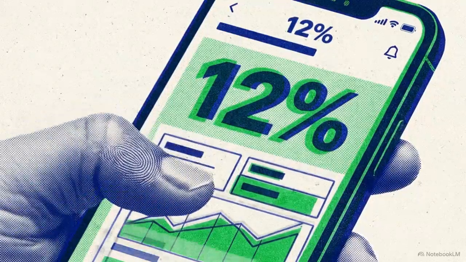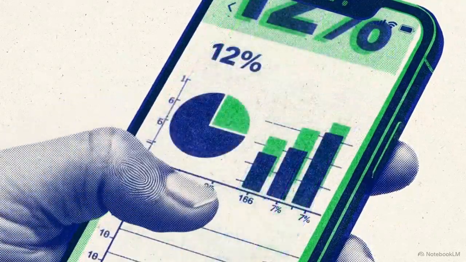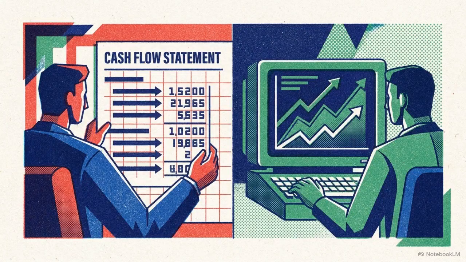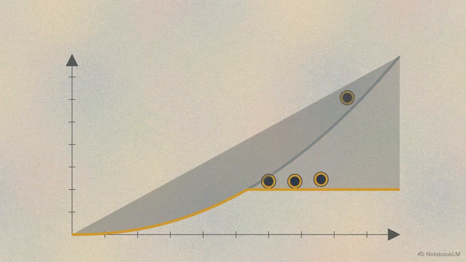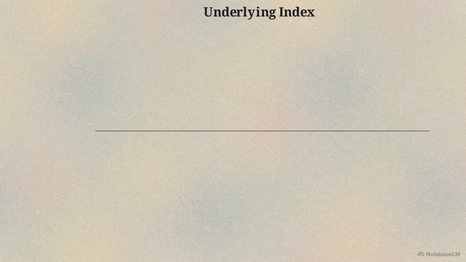It is easy to look at a 10 or 12% advertised yield and think you've found a cheat code for passive income. But high passive income requires a direct exchange. You are trading away your portfolio's future capital appreciation in return for immediate monthly cash flow. If you are looking at covered call ETFs, you are likely debating between four heavyweights: QYLD, QQQI, JEPI, and XYLD.